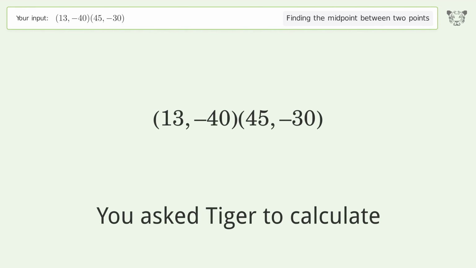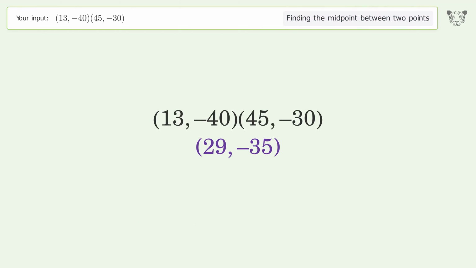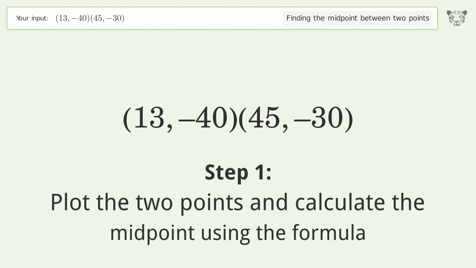You ask Tiger to calculate. This deals with finding the midpoint between 2 points. The midpoint between the 2 points is 29, -35. Let's solve it step by step. Plot the 2 points and calculate the midpoint using the formula.